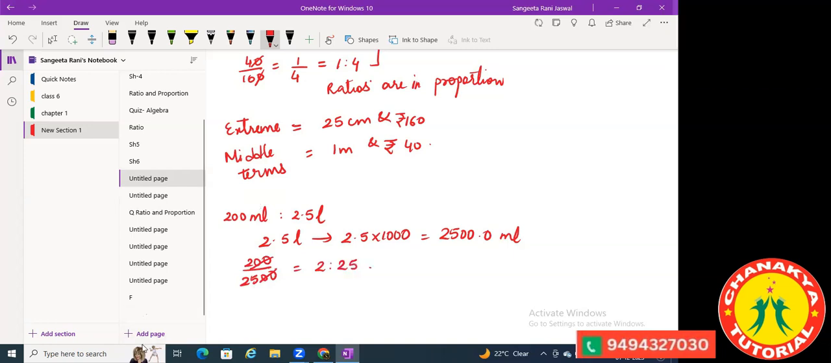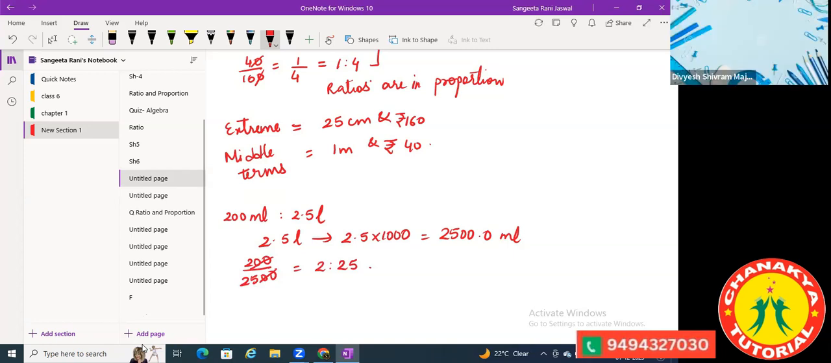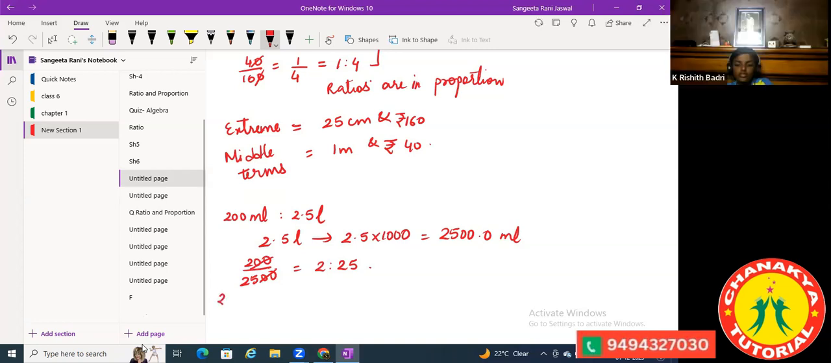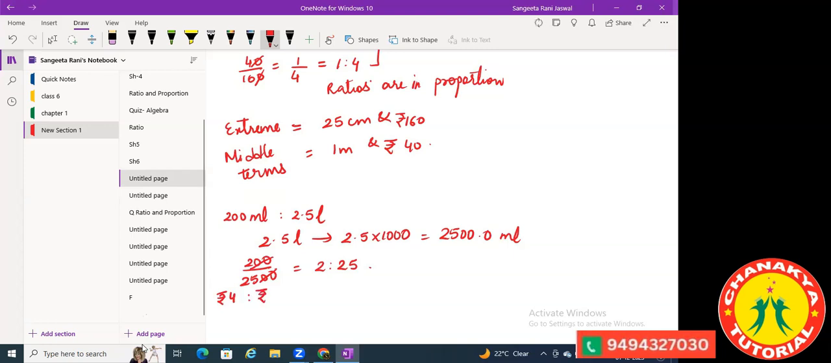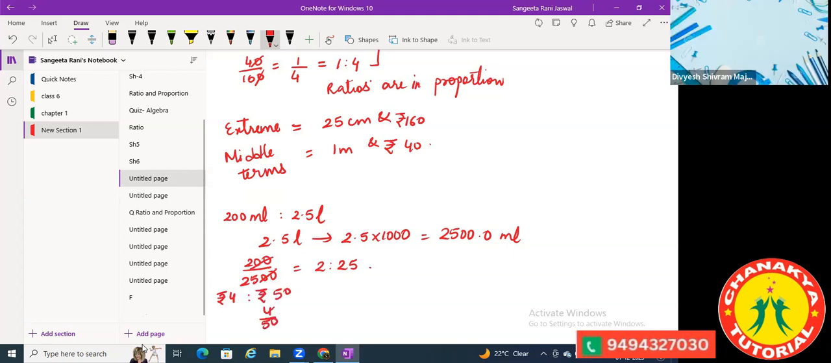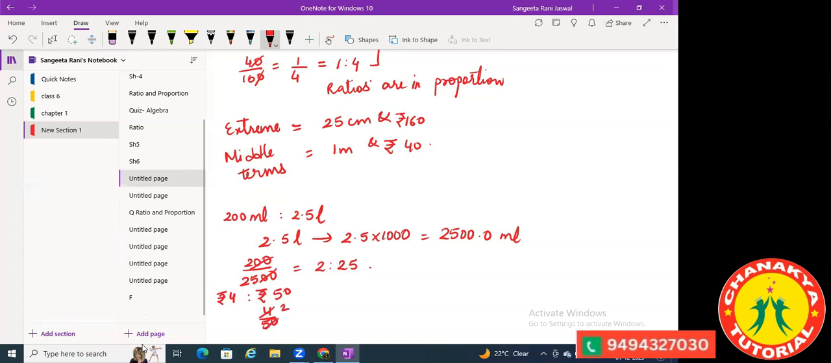And for the other ratio, we can divide them by 2, so it will be 2 is to 25, the same answer. Rupees 4 is to rupees 50. So that was pretty simple. 4 by 50, you can just reduce with 2: 2 by 25, which is 2 is to 25.